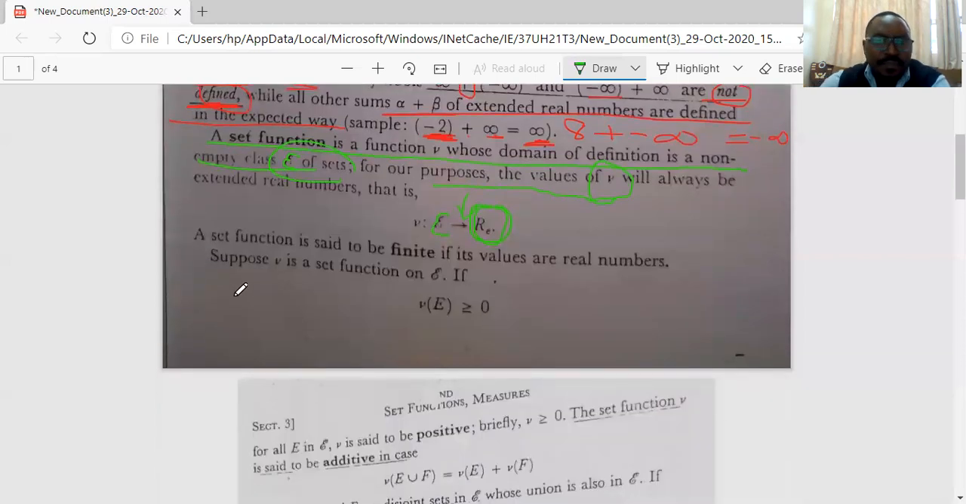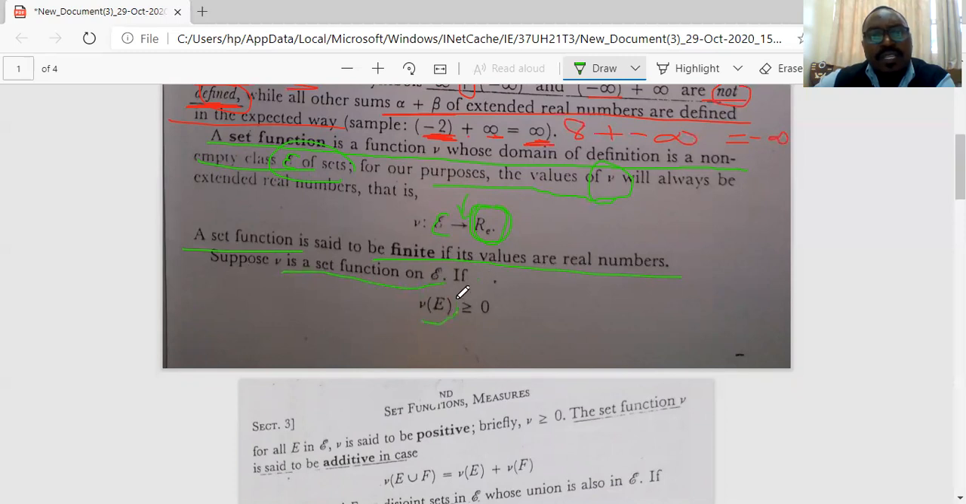A set function is said to be finite if its values are real numbers. So we say it is finite if the values are real numbers. That's when we say that a set function is finite. Now, let V be a set function on E.